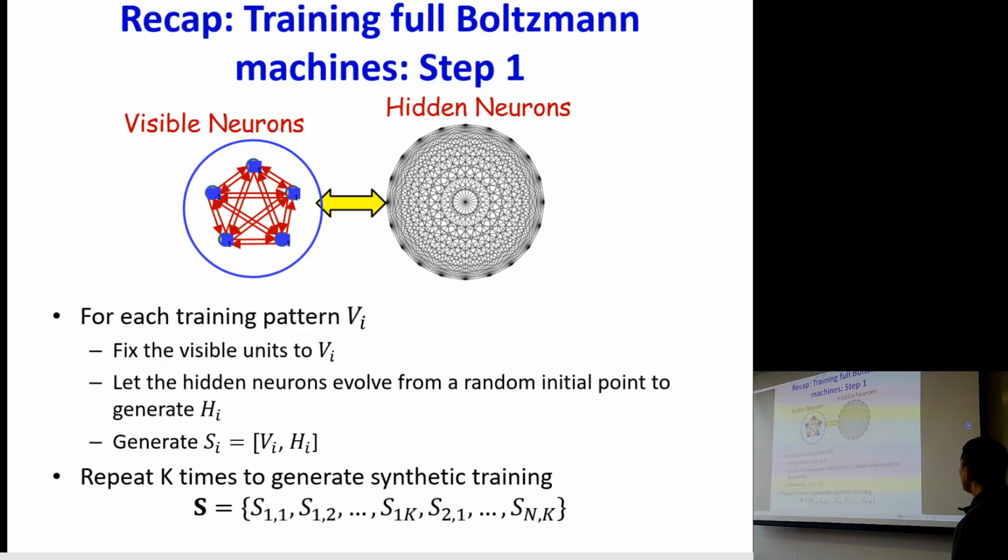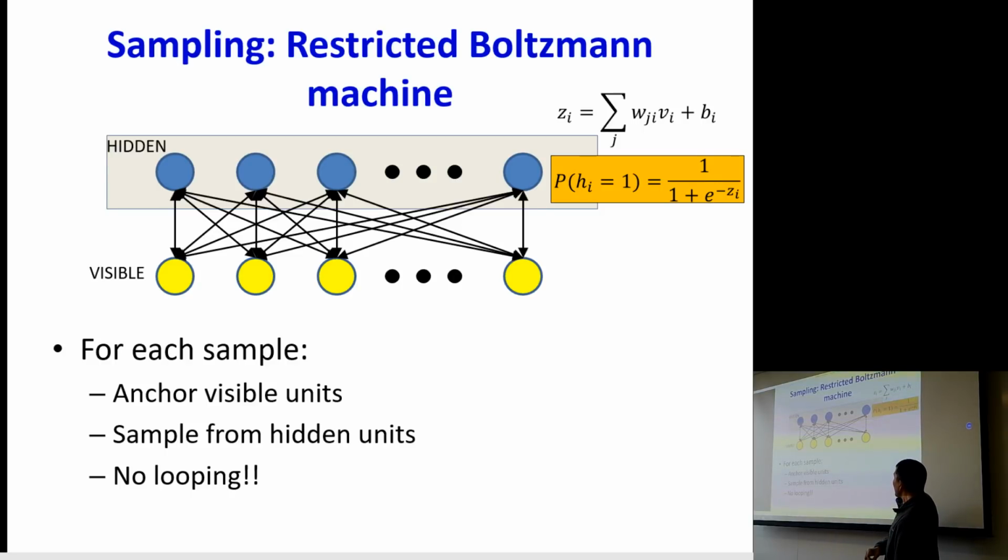So remember, for a full Boltzmann machine, for each training pattern, we had to generate many copies of the hidden pattern and then create simulated patterns, right? Here, it's going to be much simpler. We're going to anchor the visible units, and you just need to sample once. There is no evolution, as you can see, right? You just need to sample once. And if you sample just once, because the visible units are anchored, the hidden units are not going to come back and change the visible units. You're done. So a single sample is going to give you the simulated samples for the complete data.